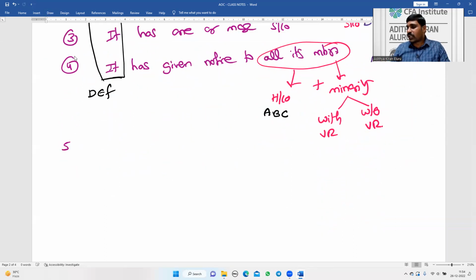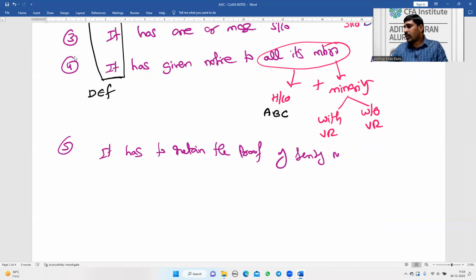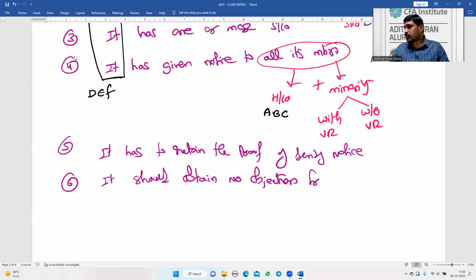Then after giving notice, it has to retain the proof of sending notice. Next, it should obtain no objection from all members. From all members: holding company, minority, with voting rights and without voting rights, it should obtain no objection from all members.